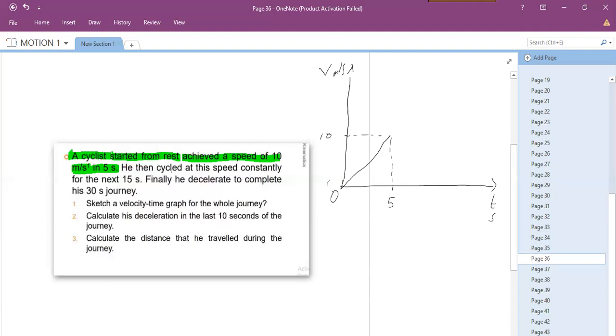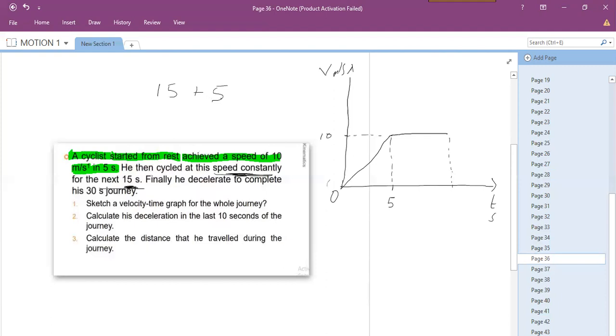Then they say he then cycled at constant speed. How do we draw constant speed? A straight line parallel to this x-axis. So a constant speed for the next 15 seconds. So for the next 15 seconds, this is 15 plus 5.